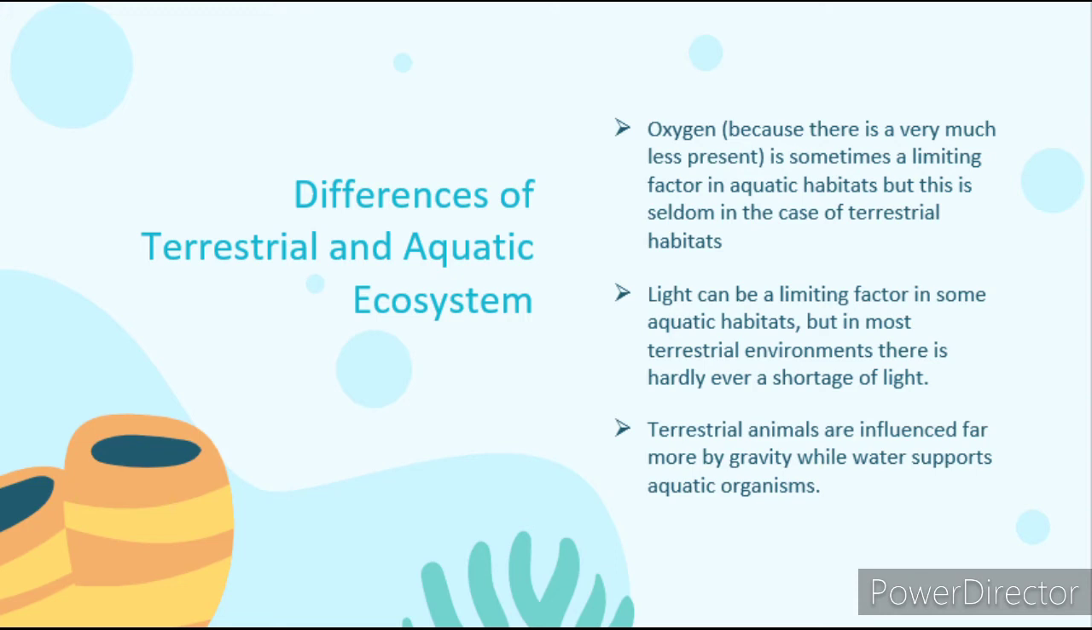Kasi, tayo ay nabubuhay sa lupa. So, anong gagawin natin? Alangan namang magkabuntot tayo at tayo nasa lupa, diba? So, ang kailangan natin is paa para tayo makalakad. Kasi gravity tayo. Unlike dun sa aquatic ecosystem na nabubuhay sila sa tubig. Yan, lumalangoy kasi sila. Kaya kailangan nila ng gills at saka ng buntot.